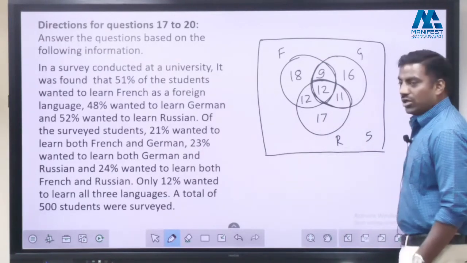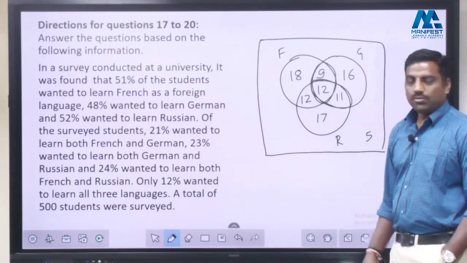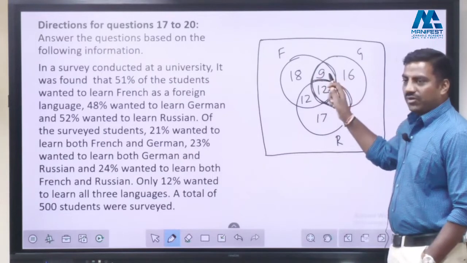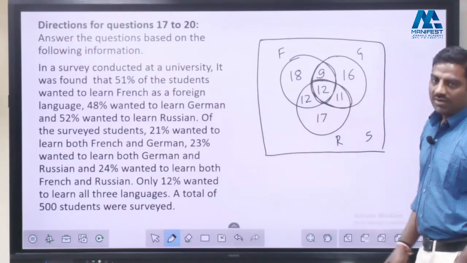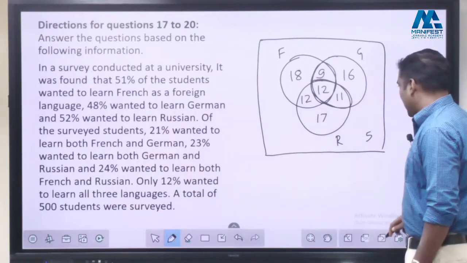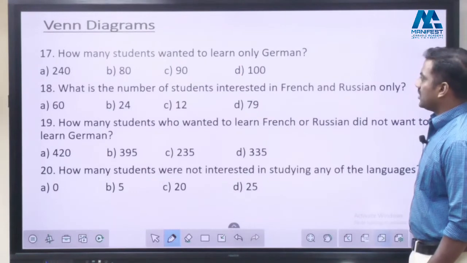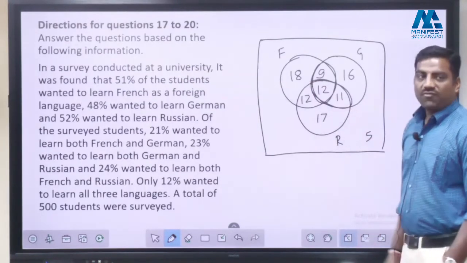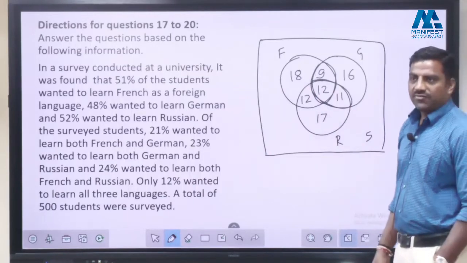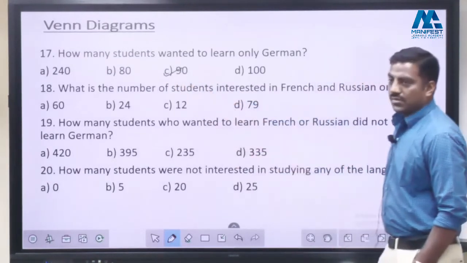Now, let us look into the question. All 8 sectors are done now. Yes, because the total was 95, we had to get 100%. So 100% minus 95% is equal to 5%. Yes. Next question. How many students wanted to learn only German? 18% of 500. 18% of 500 is 90. Correct?